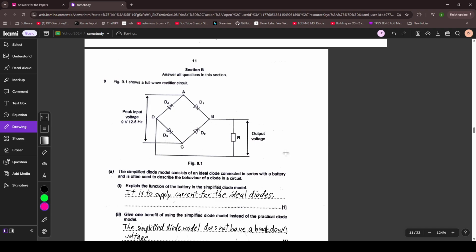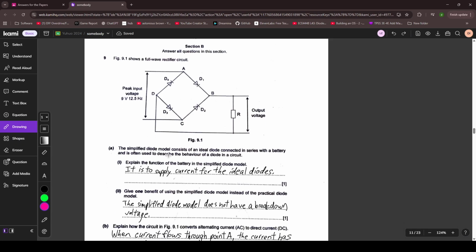Figure 9.1 shows a full wave rectifier circuit. The simplified diode model consists of an ideal diode connected in series with a battery. Oh, what am I talking about? In my mind I was thinking this rectifier only uses one diode, but I'm just wrong. Never mind. It's saying that the simplified diode model consists of an ideal diode connected in series with a battery, and is often used to describe the behavior of a diode in a circuit.